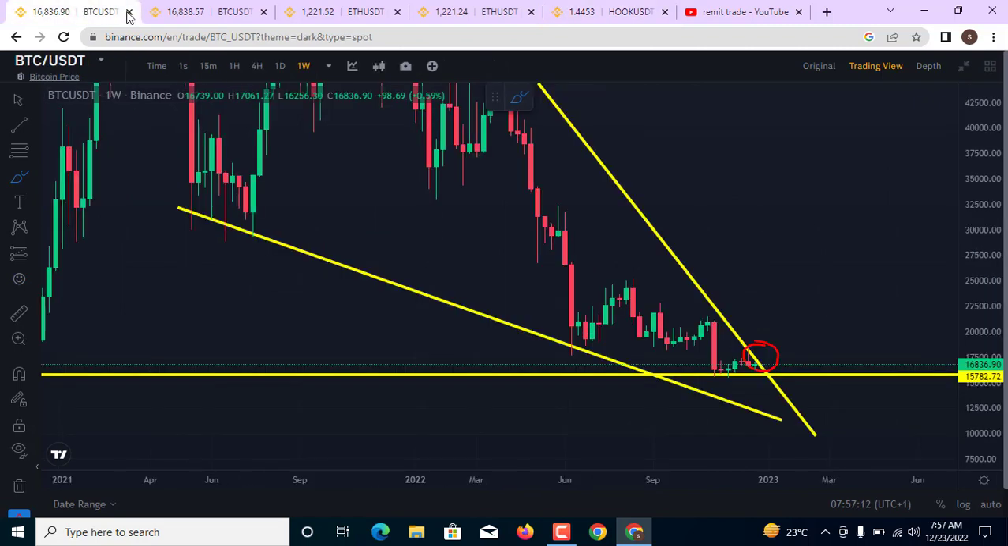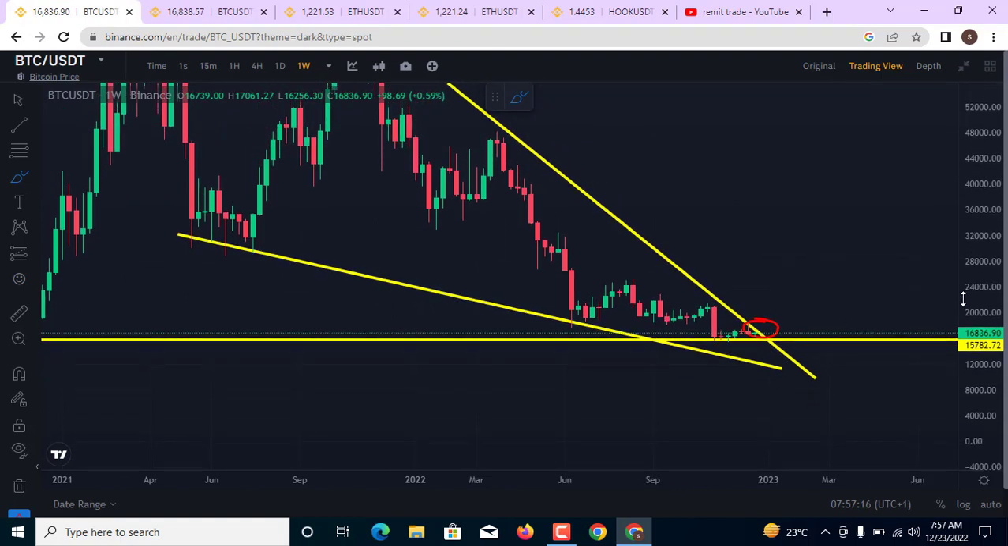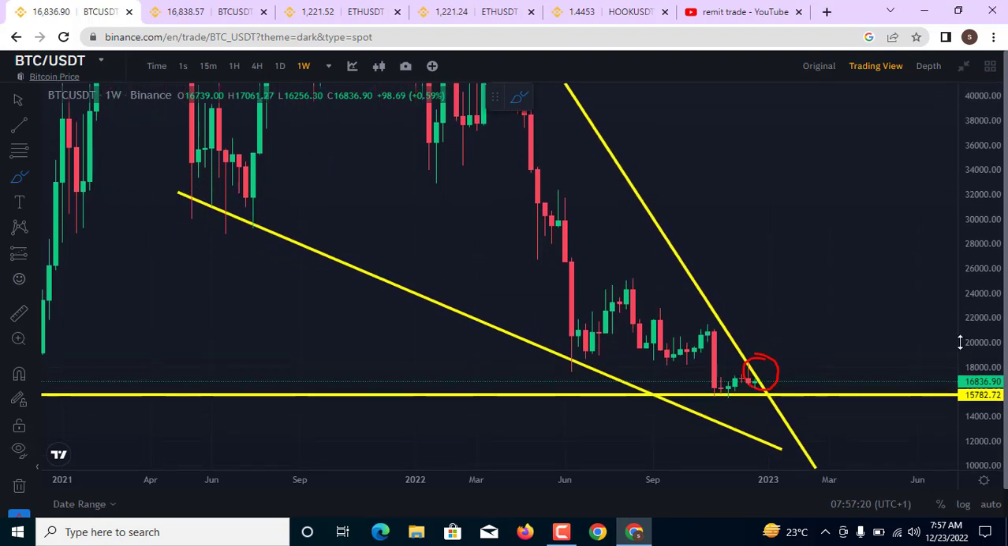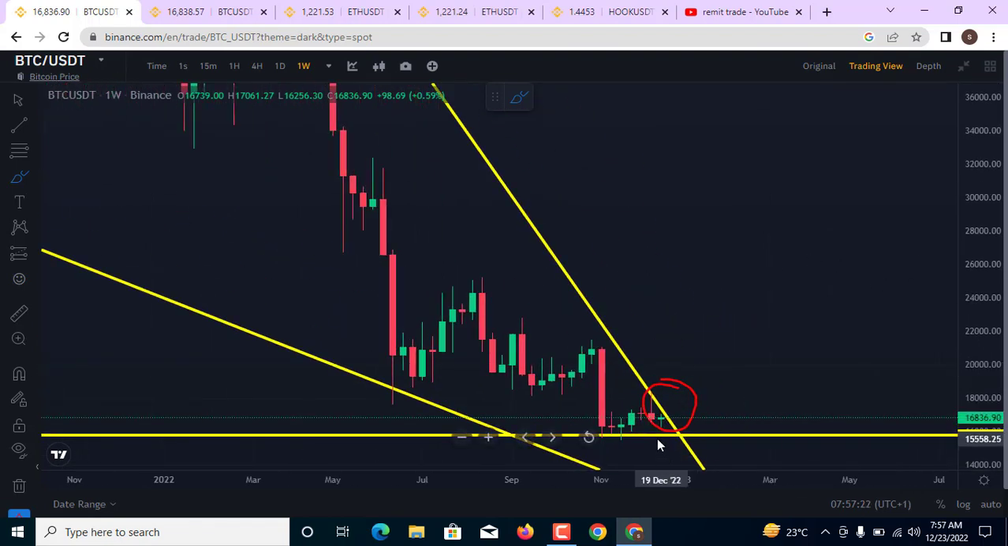What do you think about the market on the BTC USDT 1 week chart? Do you think this market is going to break out to the upside, or we're going to see the market drop right down to this level of 15k and the market is going to break down again before that move? Comment below in the comment section of this video.